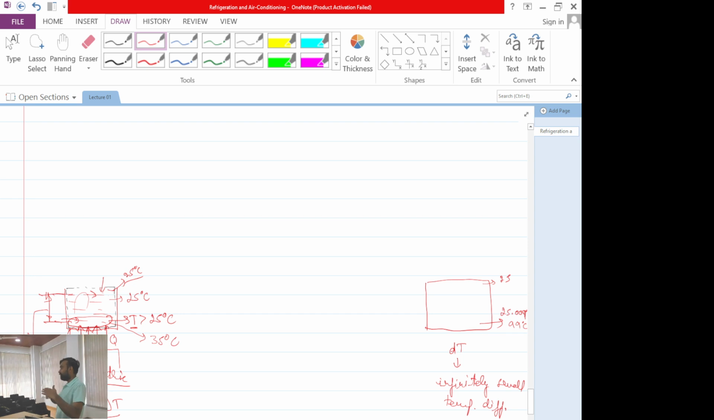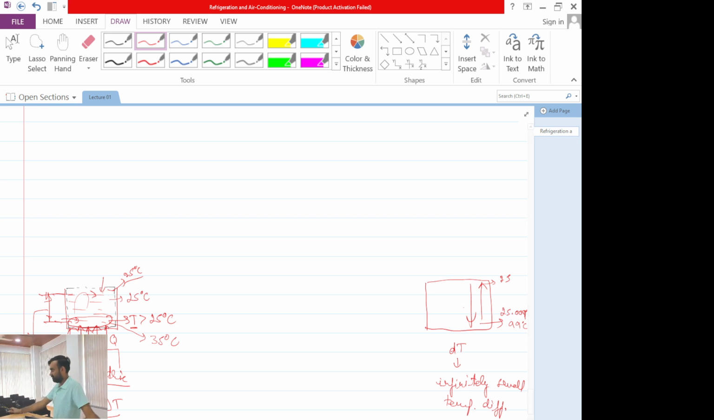So when I have a finite temperature difference between the two portions, the heat transfer process cannot be reversible. Heat will only transfer from 35 to 25. It cannot transfer from 25 to 35. It means the process is not reversible. But if I say that one temperature is 25.0099 and the other is 25, I can have heat transfer in both directions because of the infinitely small temperature difference. So that's why this second process is actually what type of process?